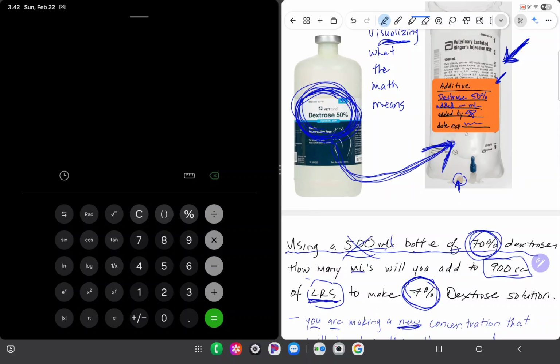So again, imagine you're going to your patient, you're looking at their bag of fluids that's hanging above them, running into their IV, and that bag of fluids only has so much left in it, which is what this question is asking. That's what the question is asking.